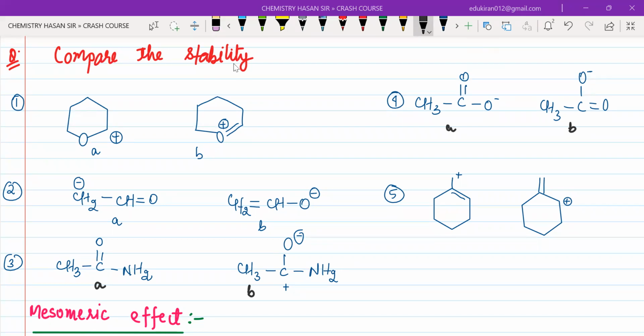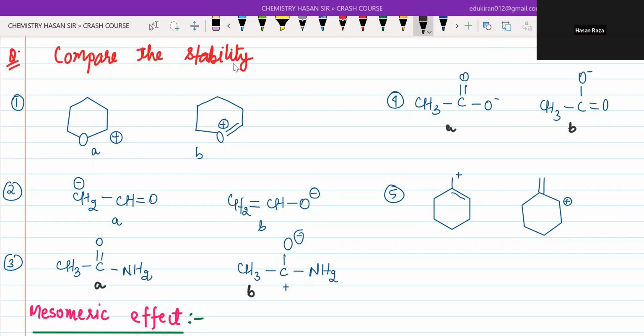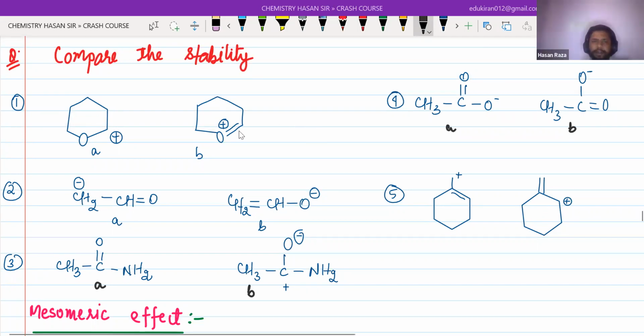Any answer for the first one? You need to check the pi bond. You can see pi bond is here 1 and pi bond is 0, so this will be more stable. Now you can see negative charge on more electronegative element is more stable. Now you can see this is neutral, this is charged, so neutral is more stable than the charged resonating structure.